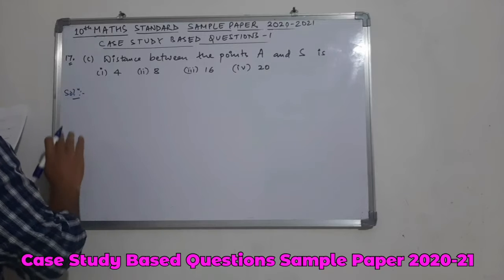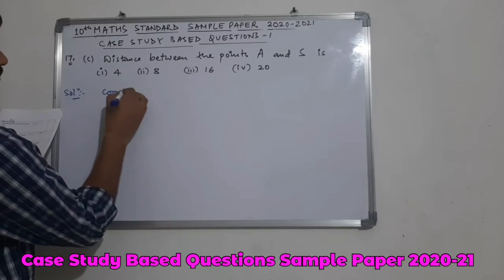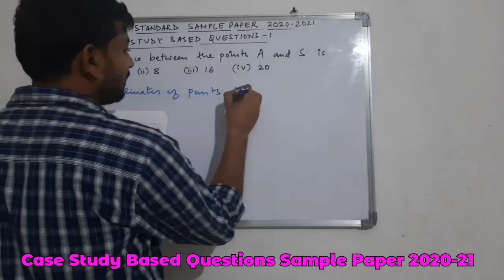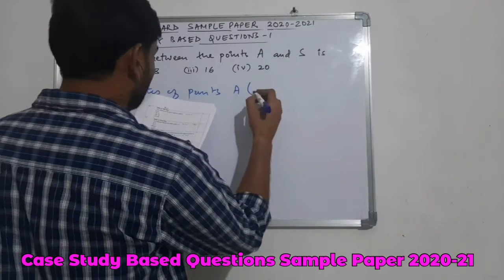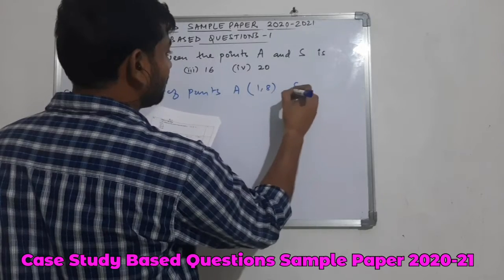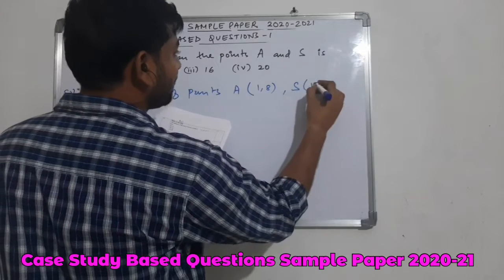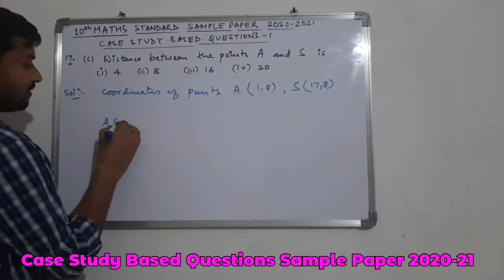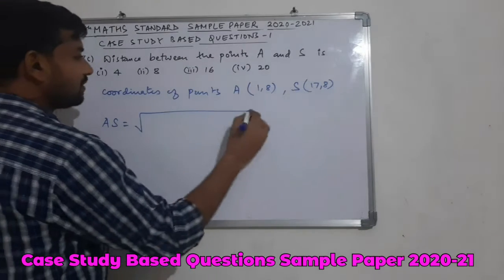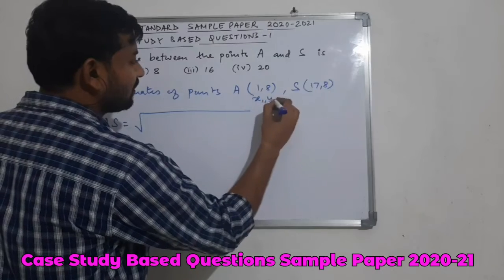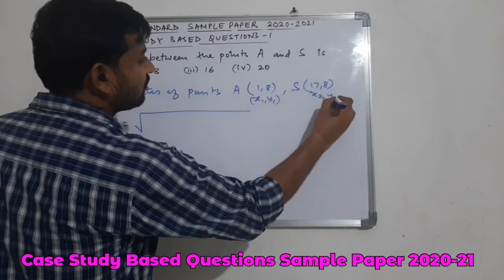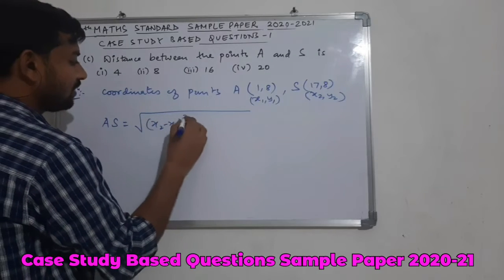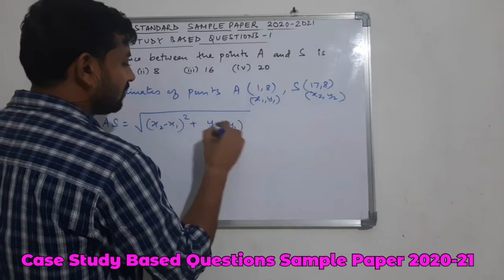So by observing the graph, we can find out the coordinates of A and S. Coordinates of point A are 1, 8, and similarly the coordinates of point S are 17, 8. So if we apply the distance formula here, the distance AS will be nothing but, if we consider this as x1, y1 and this as x2, y2, the distance formula is the square root of x2 minus x1 whole square plus y2 minus y1 whole square.